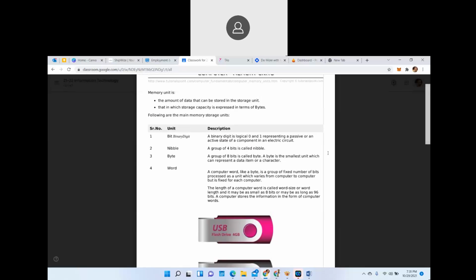So kilo means 1,000, mega means million, giga means billion, tera means trillion, and peta means quadrillion.